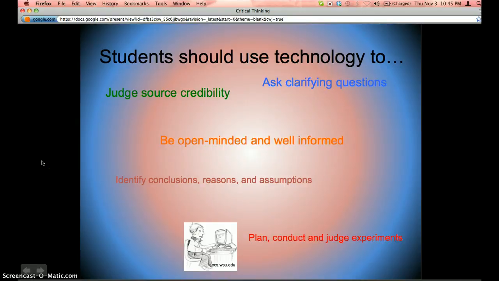During the critical thinking process, students should use technology for various reasons. They should use technology to learn how to judge source credibility, to ask clarifying questions, to be open-minded and well-informed about a topic, to identify conclusions, reasons, and assumptions, and also to plan, conduct, and judge experiments. These processes are part of the higher-order thinking skills. They also include creative thinking and problem solving.